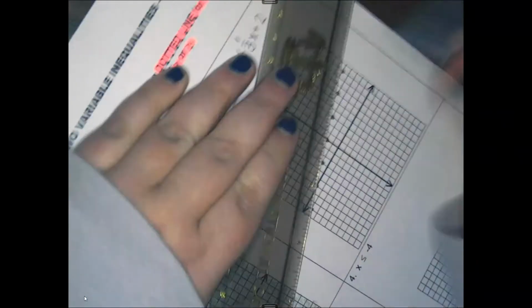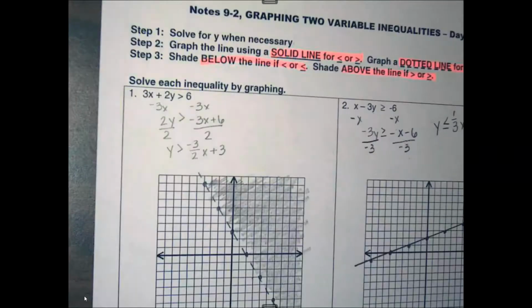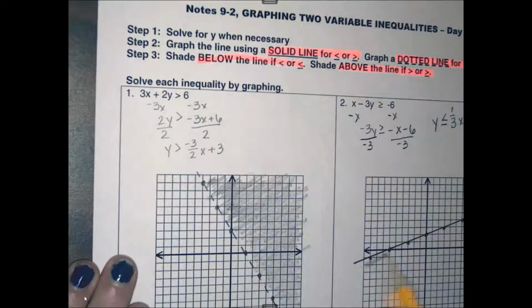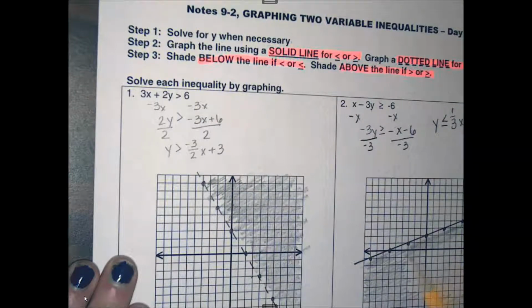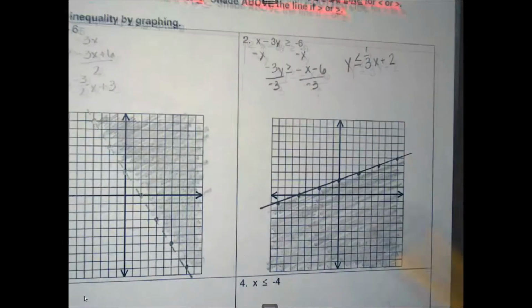All right, so I see that it has an equal sign, which tells me solid line. That is a rule you're going to have memorized. And then y is less than, so I'm going to shade under it. Sorry, I read that completely wrong. So that tells me anything in the shaded area would be true. All right, our next one.